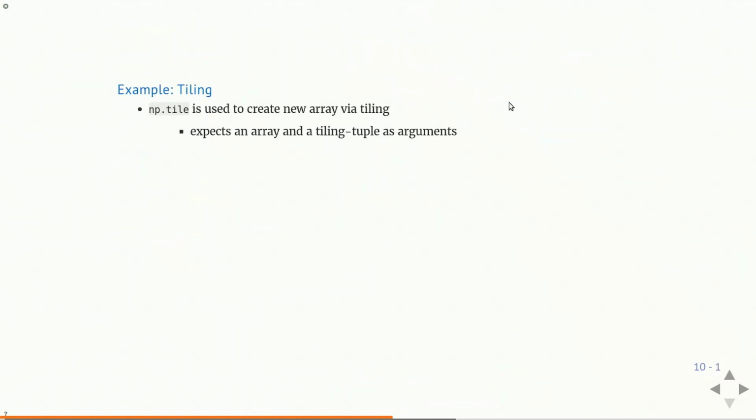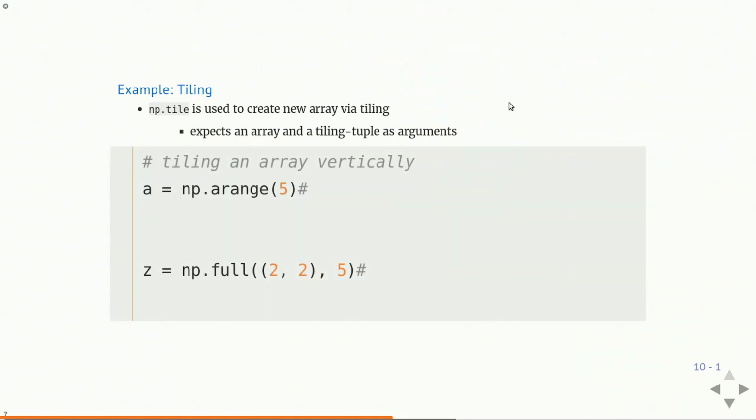np.tile is used to create a new array via tiling. np.tile expects an array and a tiling tuple as arguments. So let's create a new array by tiling this existing array vertically. So b is equal to np.tile of a. We are going to provide the tiling tuple as the second argument. Since we are tiling along axis 0, we are going to provide 3, 1.